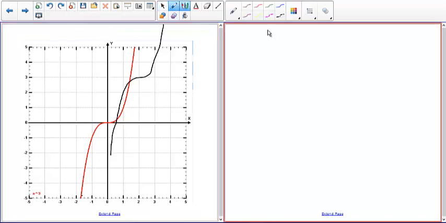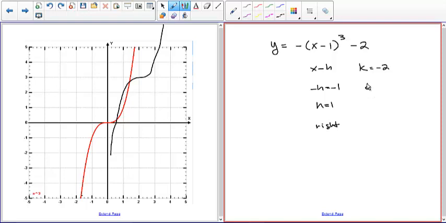Okay, let's do a negative. So let's say y equals negative the quantity (x minus 1) cubed minus 2. So we have x minus h, so negative h equals negative 1, h equals 1, so that means 1 to the right. Here we have k equal to negative 2, which means down. So this is to the right, and this is down 2 units. And this is a reflection across the x-axis.